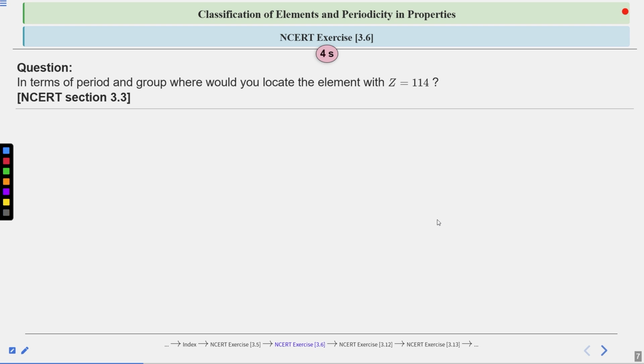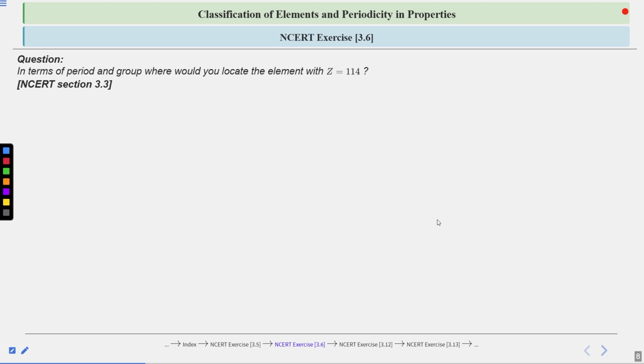Okay, you have 5 more seconds. So your time is up. Let us look at what the correct answer is. The period will be 7 and the group will be 14. Those who have solved it for these two numbers, very good. Now if you have not solved it, let us see the logical steps that are involved in solving it.